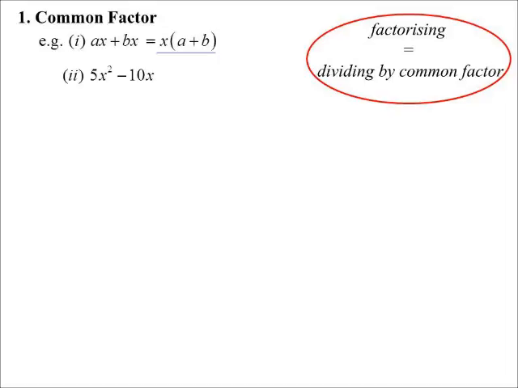So 5x squared minus 10x. The biggest mistake here is to take out one common factor, but in fact there's 2. I mean, you've got the 5 and the x. So we take out 5x and I'm left with x minus 2.